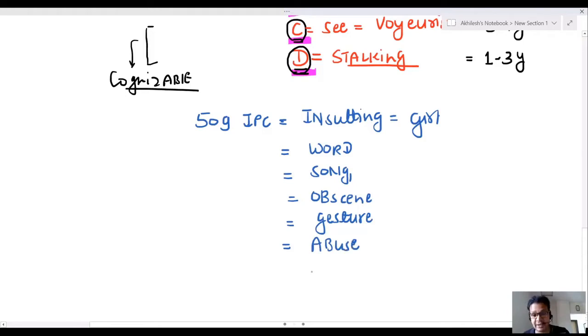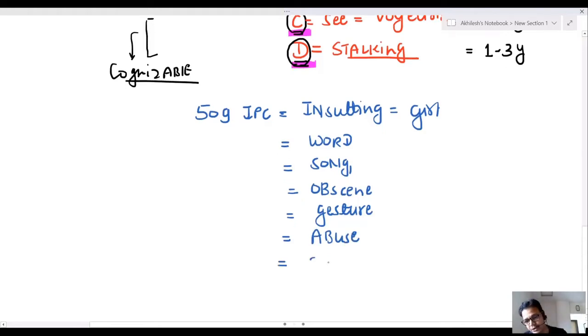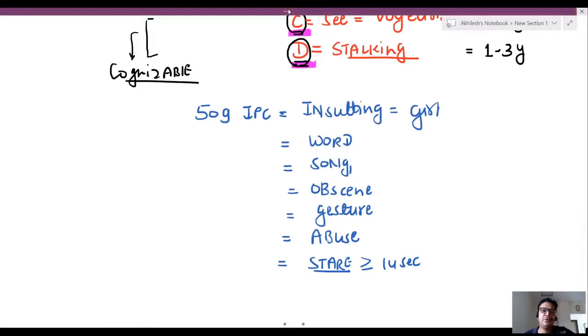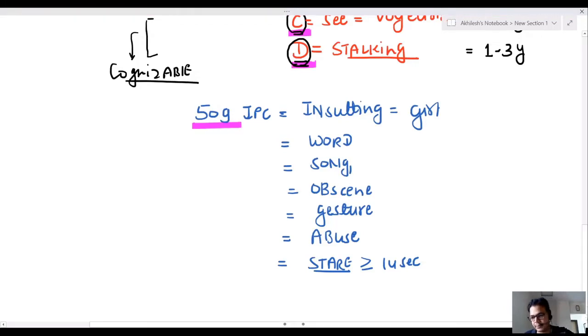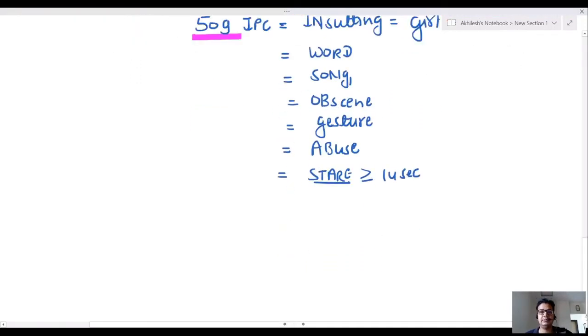So these are there. Sir, staring. Don't stare at a female. If you are staring at a female for more than 14 seconds, it is insulting a girl. So by word, by song, by obscene remark, by gesture, if you wink, whistle, or abuse, sir, all these come under 509 IPC. This is insulting a girl.